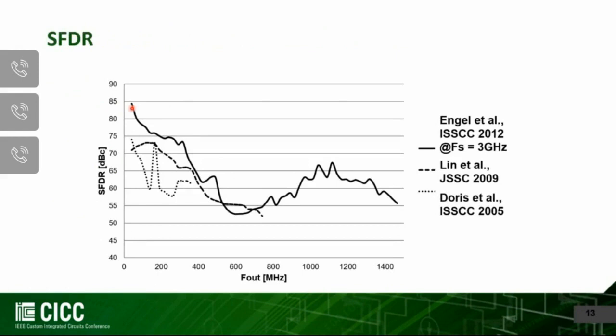This is an example of the spurious free dynamic range profile for three different DACs as a function of increasing output frequency. As you can see, the spurious free dynamic range often starts very high at low frequency, where it's only determined by mismatches in current sources. And then it gets worse and worse as the output frequency increases and as a number of other mechanisms that become prominent at high frequency degrade the overall performance.